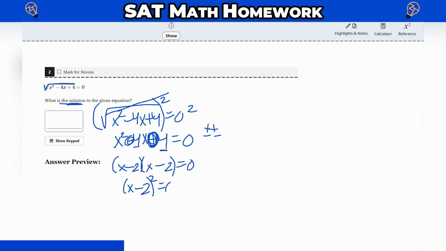And the reason I'm writing that is going to become apparent in just a moment when I show it on Desmos. But if you set each of these quantities equal to 0, you're going to get x equals 2 twice. But we just call that a double root. In other words, it means it's the same solution twice. So that's why they say, what is the solution? Singular. It's just this one solution. The answer is 2.